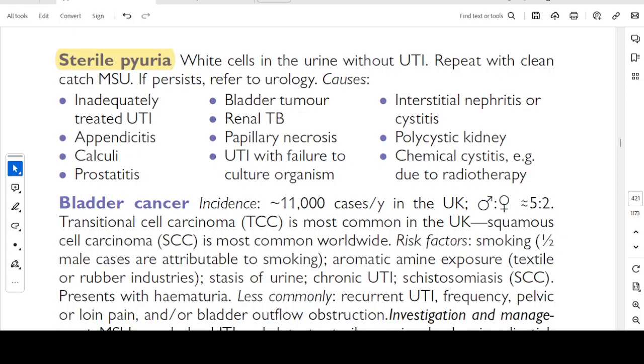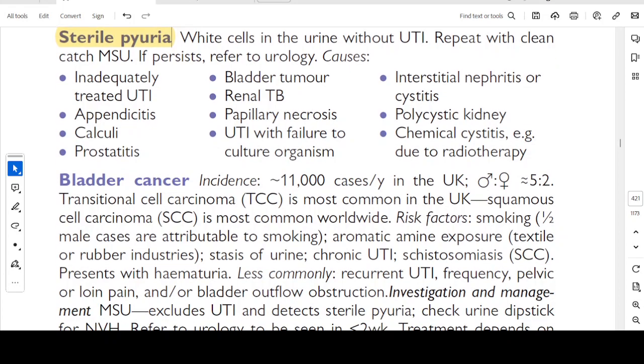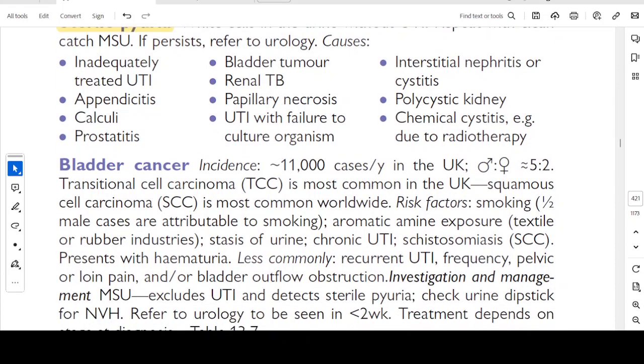Inadequately treated UTI, appendicitis, calculi, prostatitis, bladder tumor, renal tuberculosis, papillary necrosis, UTI with failure to culture organism, interstitial nephritis or cystitis, polycystic kidney disease, chemical cystitis, for example due to radiotherapy. Bladder cancer.